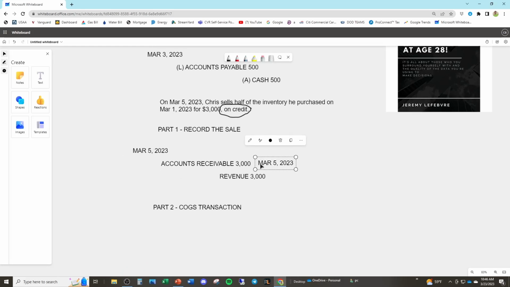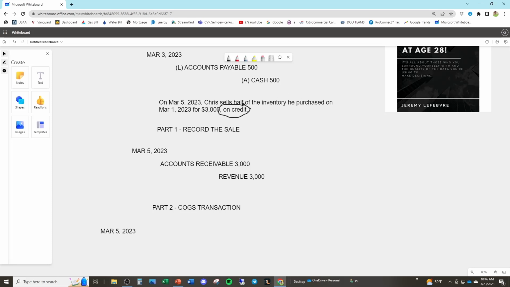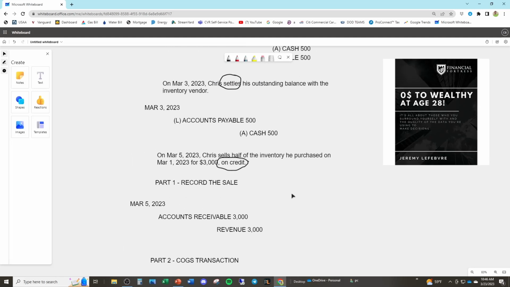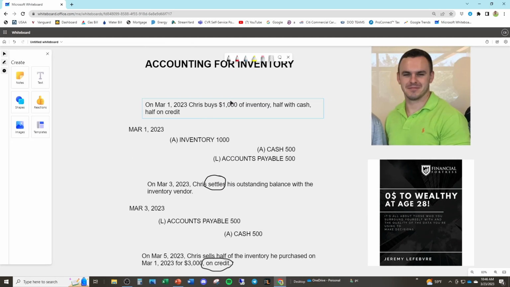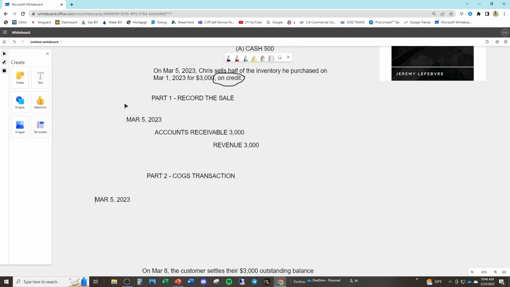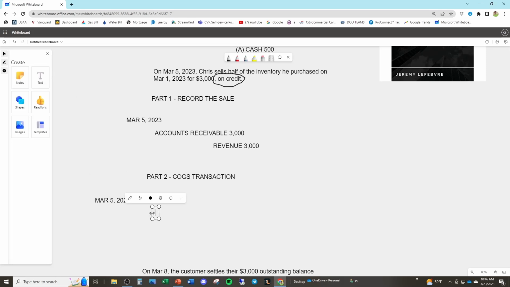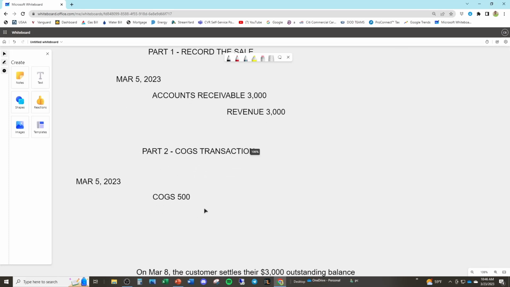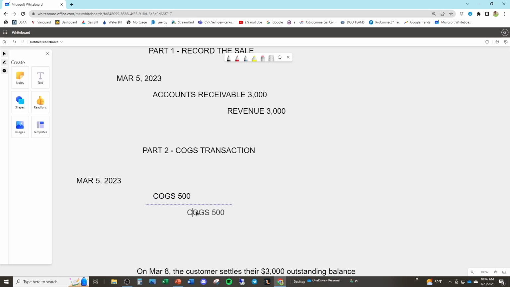So we record the date, and then we say, okay, how much did we sell? We sold half of the inventory we purchased on March 1st, 2023. What is that half? Well, we bought 1,000. What is 1,000 divided by 2? 500. So we're going to first debit inventory expense, aka cost of goods sold. Cost of goods sold, 500. And we credit what? We credit inventory because we sold the inventory. It's literally leaving our business. We gave the inventory to our client. They now have it. We don't have it, so we have to decrease that inventory by $500.